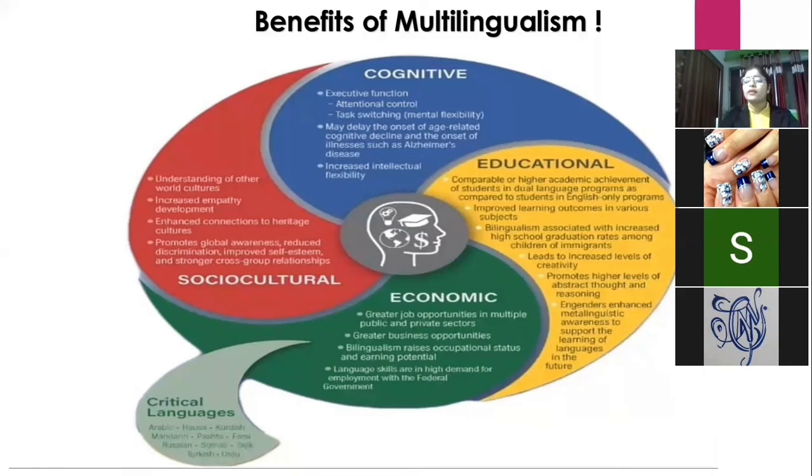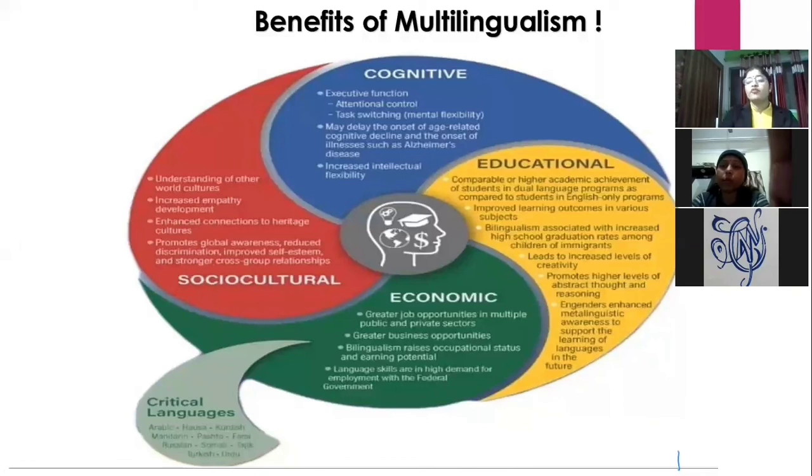Coming to the economic one, this is another benefit of multilingualism. They are exposed to more job opportunities. Being bilingual or multilingual will raise their occupational status. And the next one is the socio-cultural benefit: an enhanced connection to the heritage, and it promotes global awareness and understanding. When we are multilingual, we understand world cultures. So this is about the benefits of multilingualism.